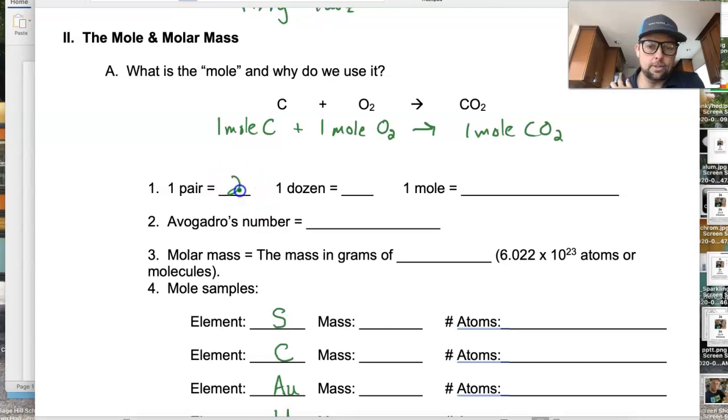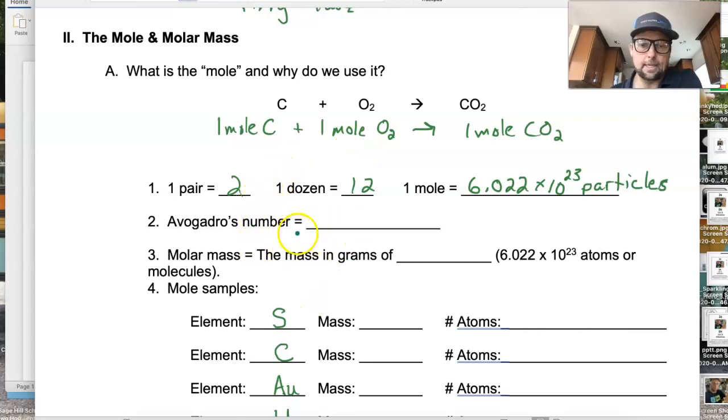So we know a pair is 2, a dozen is 12. A mole is this number that you'll probably never forget, 6.022 times 10 to the 23rd particles. It could be anything. So hopefully you watched Tyler DeWitt's video. He had some great examples of jelly beans and donuts and how much space they take up if you had a mole of them. We'll have another few examples down below here.